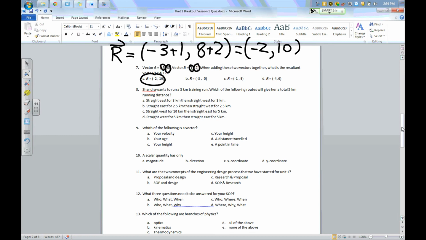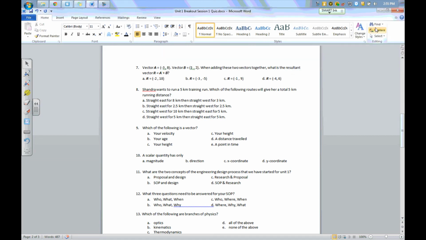Problem number 8. Chandra wants to run a 5-kilometer training run. Which of the following routes will give her a total 5-kilometer running distance? If she ran east for 8 kilometers and then west for 3 kilometers, she would have a 5-kilometer displacement, but she would have a total running distance of 11 kilometers. If she ran straight east for 2.5 and then straight west for 2.5, her displacement would be 0, but her total distance would be 5 kilometers. So we're thinking that could be the right answer.